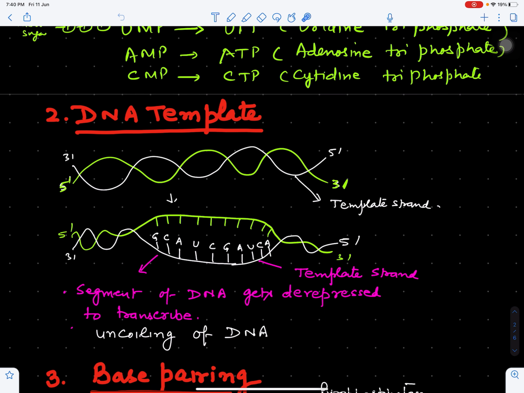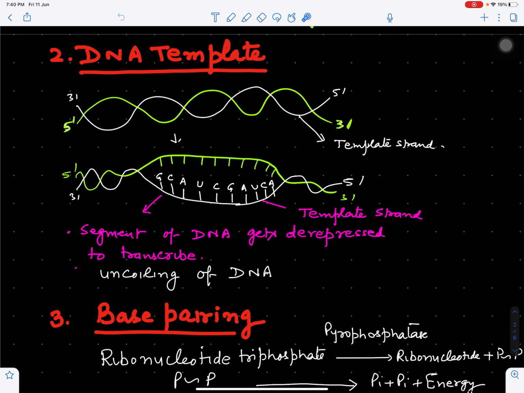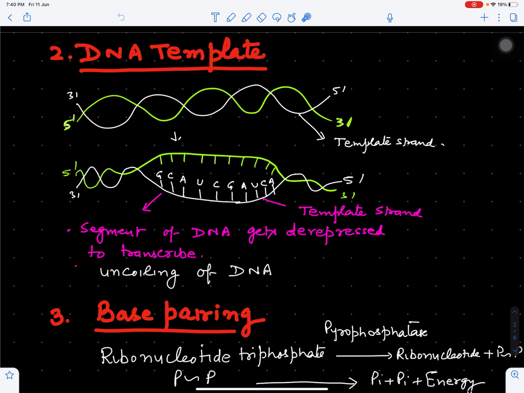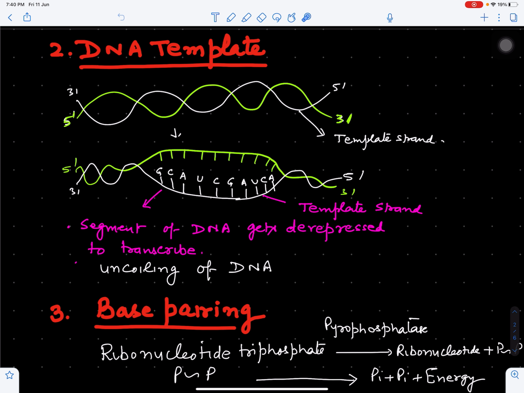Now, as we discussed in the first video, consider when RNA transcription is going to occur from the DNA. This is the double-stranded DNA running in the 5' to 3' direction, and the second strand runs from 3' to 5'. One is the template strand, and the other is the non-template strand. The template strand will give rise to RNA.